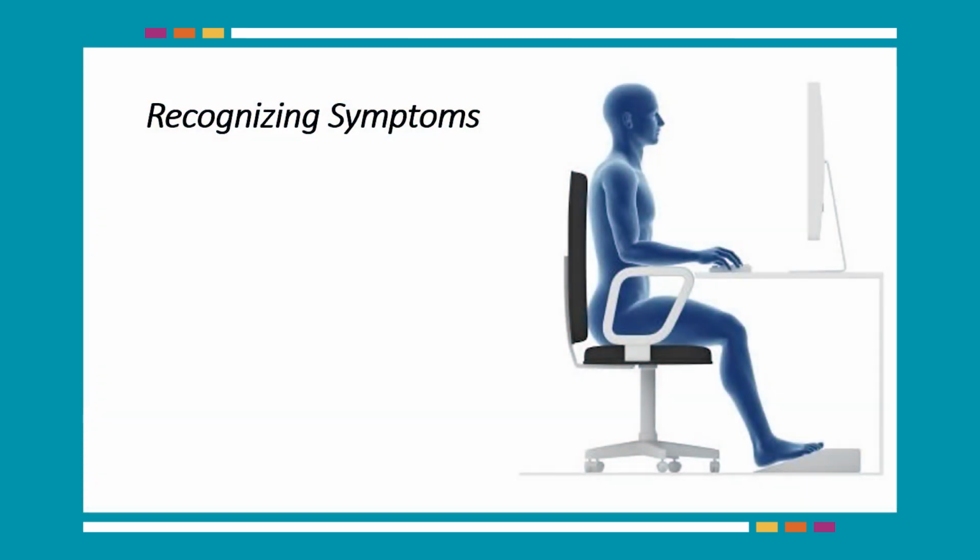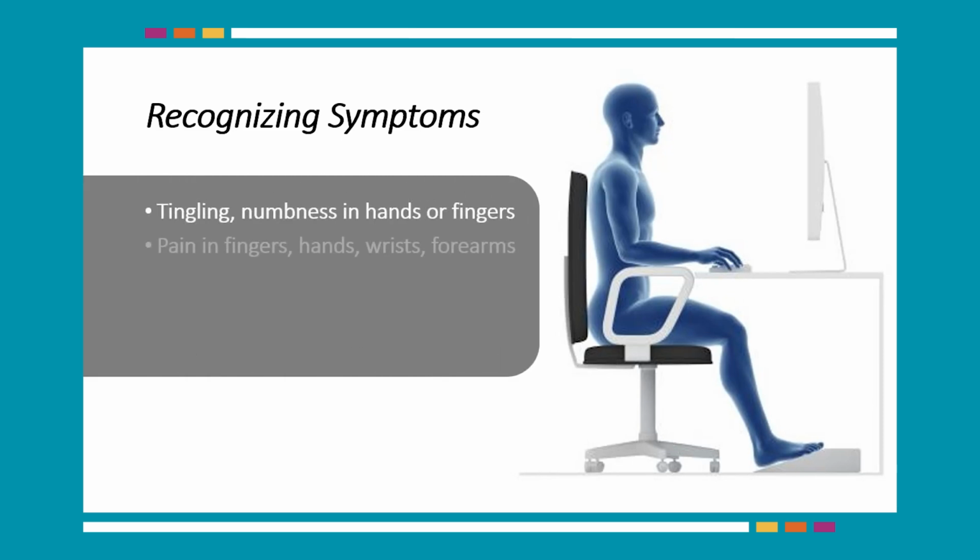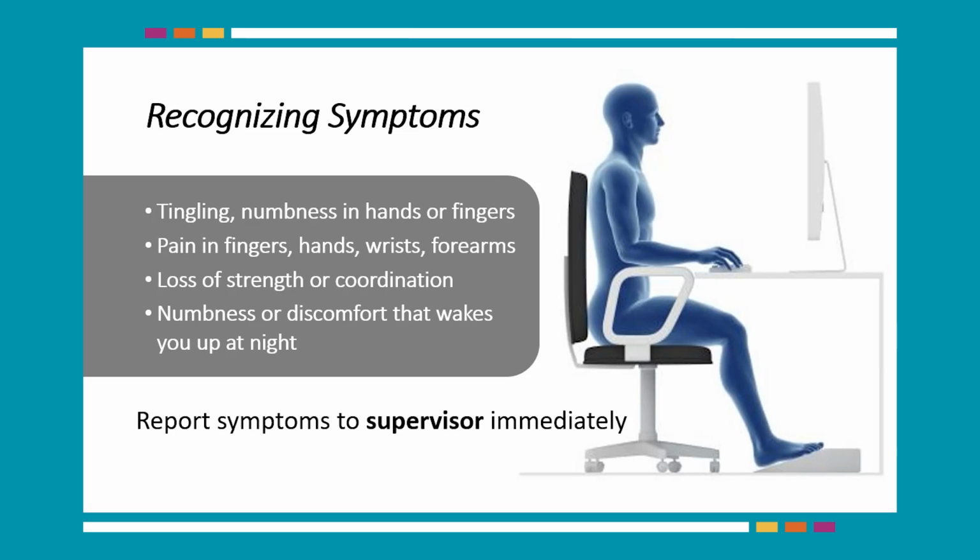Be aware of the signs and symptoms of musculoskeletal disorders: tingling or numbness in the hands or fingers, pain in the fingers, hands, wrists, or even shooting up into the arms or forearms, loss of strength or coordination in the hands, or numbness or discomfort in the hands that wakes you up at night. If you are experiencing discomfort, contact your supervisor immediately.